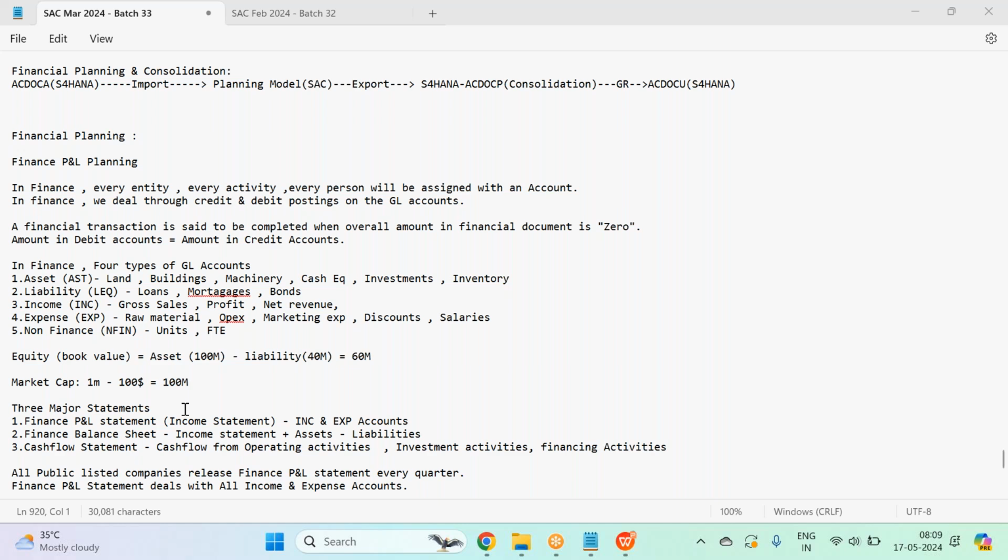So generally, all the debits and credits in finance, we deal with through credit and debit postings on the GL account. For everything we have an account, for everything we have a GL account. Everything is run through GL accounts. Even if a vendor is supplying us labor, for that also we create a GL account. How much we paid to them is nothing but the credit or debit posting that happened on that account.